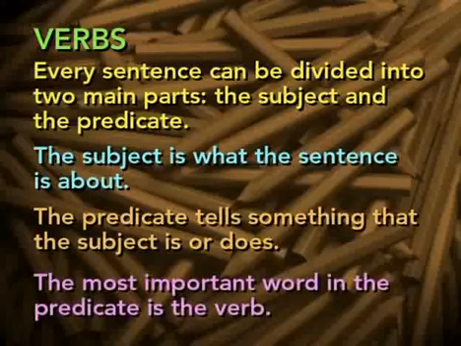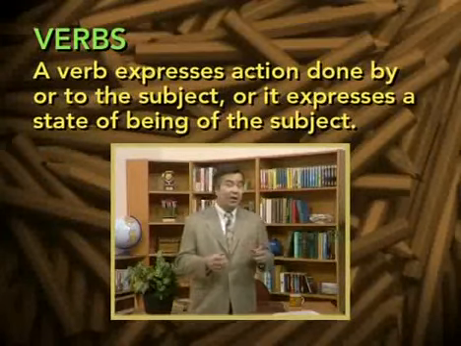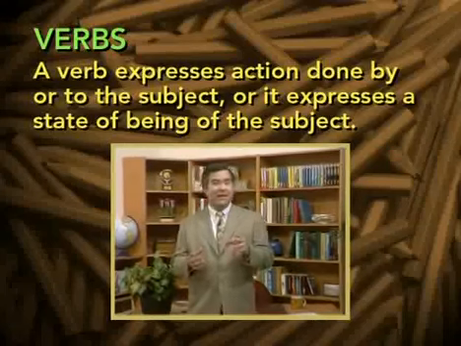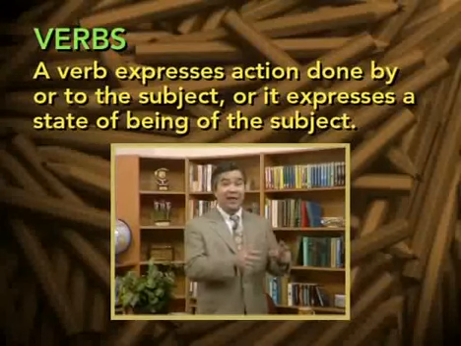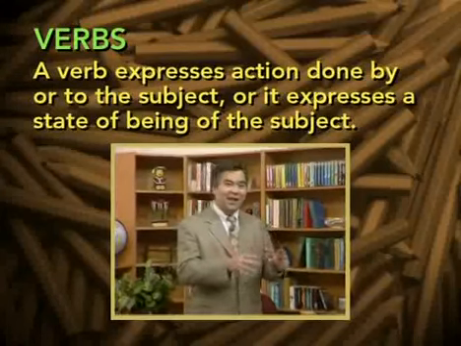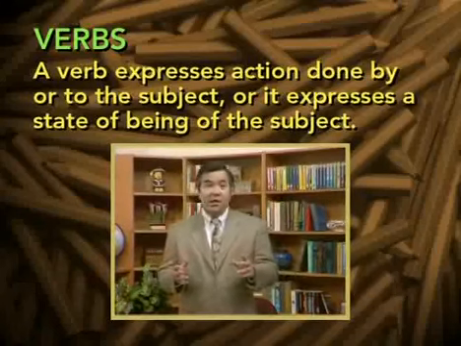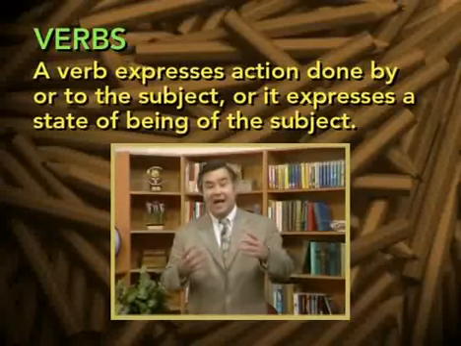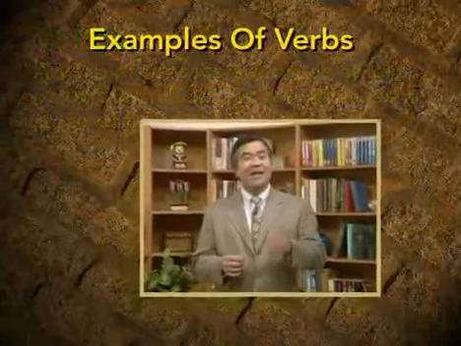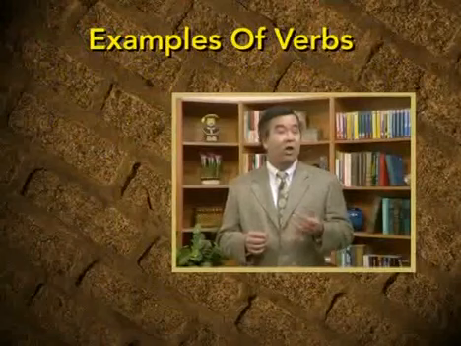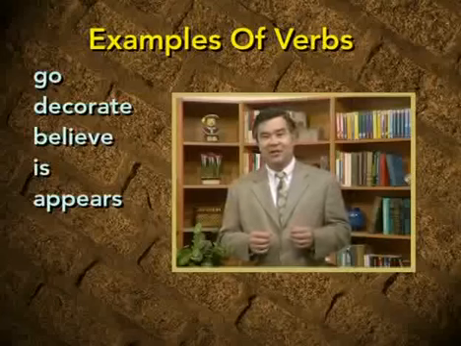And within the predicate, the single most important word is the verb. A verb expresses action done by or to the subject, or it expresses a state of being of the subject. As you can see, the verb is always closely related to the subject. It tells either what the subject is or what the subject does. As you can imagine, there are many different kinds of verbs, because verbs express all kinds of actions, activities, or states of being on the part of the subject. Here are some examples of typical verbs: go, decorate, believe, is, appears.